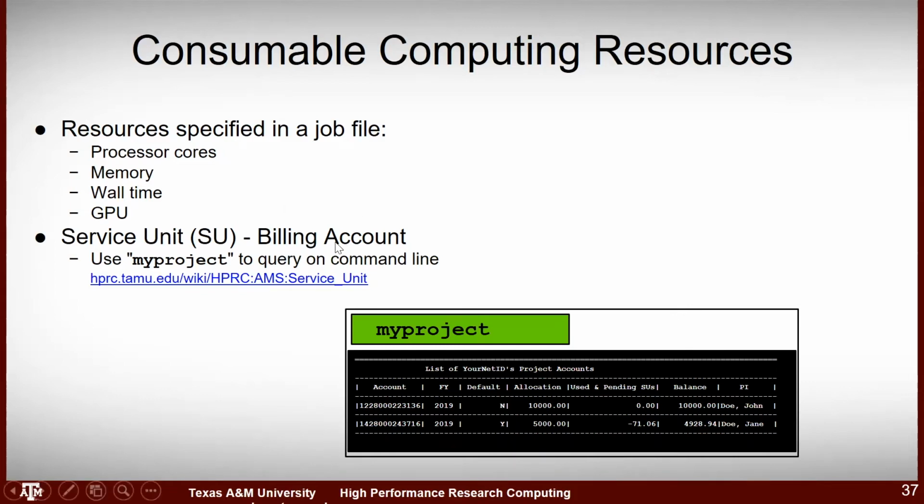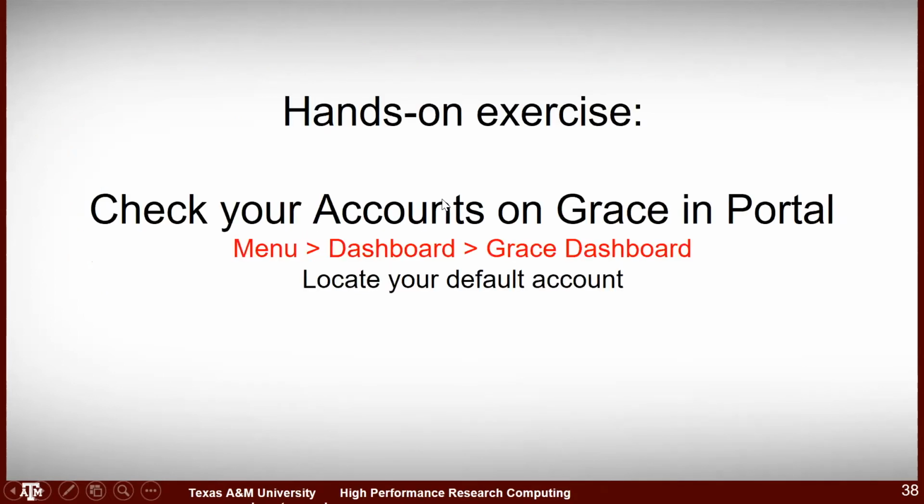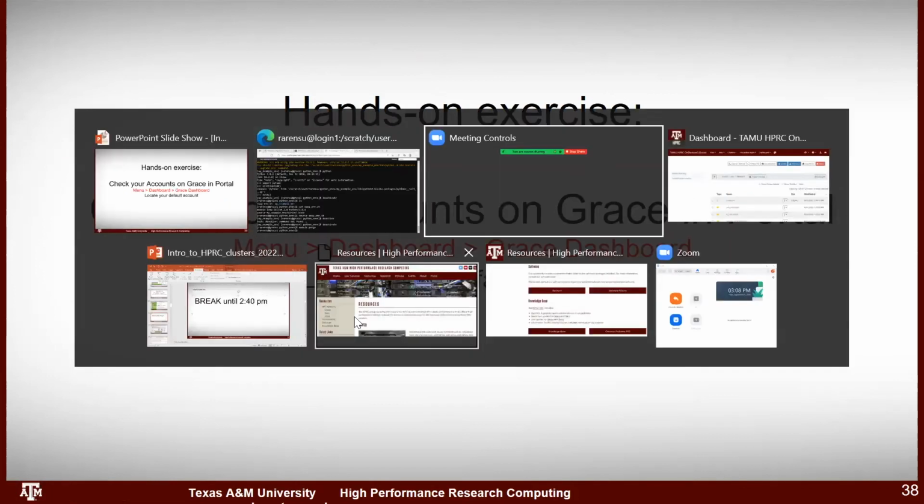So we have a billing account, and the unit of a billing account is called the service unit. We call them SUs. So how do you know how many you have? There are two ways. You can use the My Project command, or we can go back to the portal and browse around the portal. So let's start by browsing around the portal. Hopefully you still have that open somewhere.